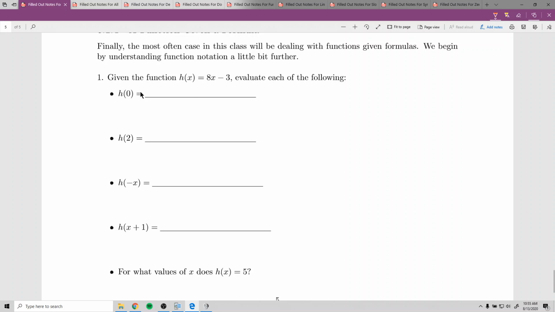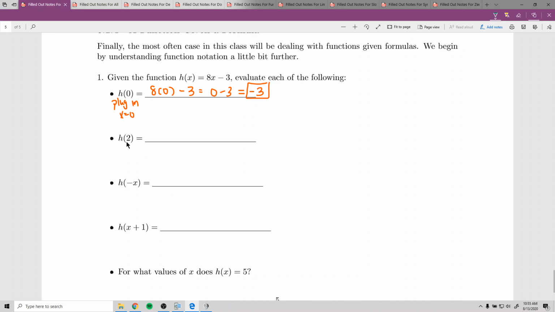h of 0. So what that's telling us is plug in x equals 0 to our formula. We got 8 times 0 minus 3. 8 times 0 is 0. 0 minus 3 is negative 3. And that is h of 0.